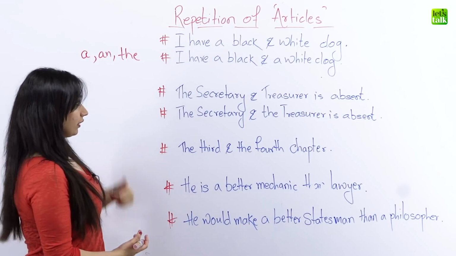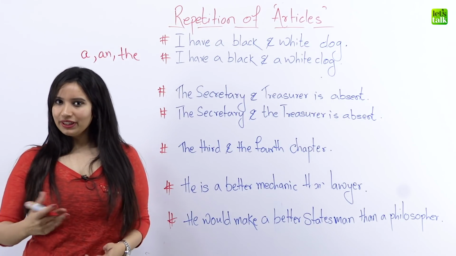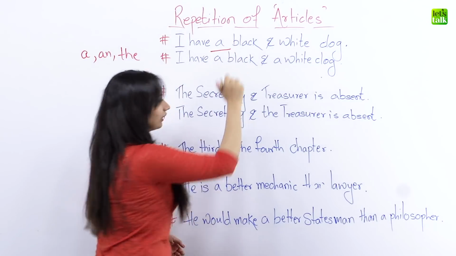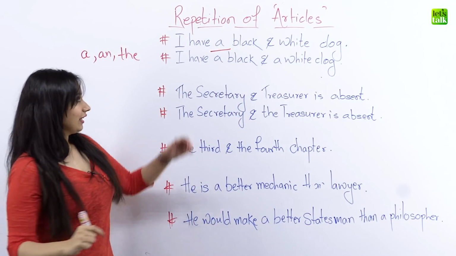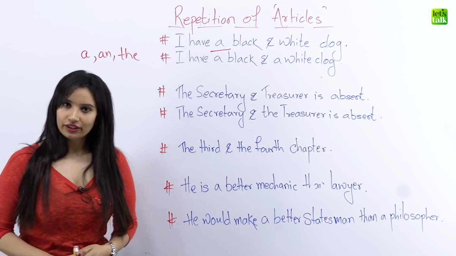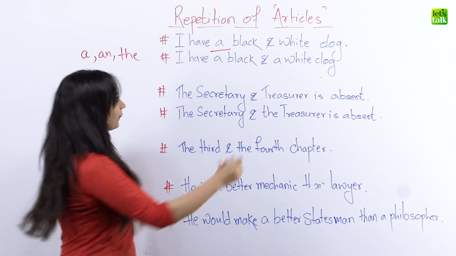So the first pair is, I have a black and white dog. How many times have we used a here? We have used a here only once. Let's look at the second sentence. I have a black and a white dog. Here we have used the article a twice.